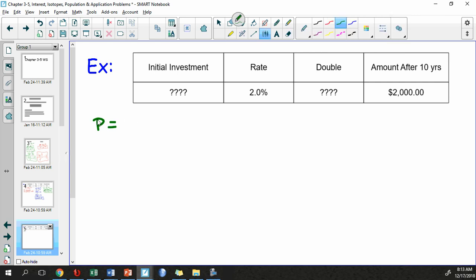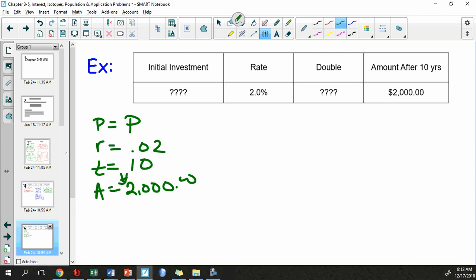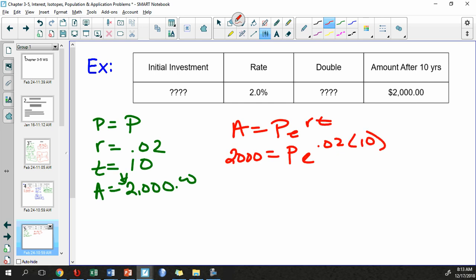This is a question. My rate is going to be 0.02. And my amount after 10 years, do I know that? That's going to be $2,000. Do we see that? So I put down all 4 letters. So if I plug that in, I'm going to have $2,000 is equal to P, I don't know, e to the rate 0.02, and my time is 10.